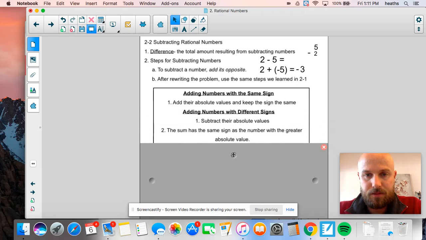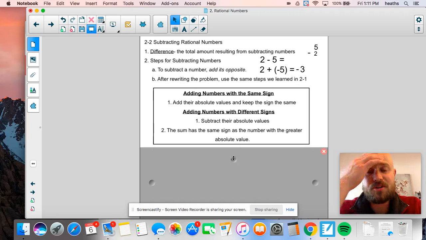The last little bit here, adding numbers with different signs, just like I gave you an example up in the top right corner there. If the numbers have different signs, like this one, this is positive and this is negative, you're then going to subtract their absolute values like I did up here, 5 minus 2. And the answer has the same sign as the number with the greatest absolute value. So 5 minus 2 was 3. And because 5 was larger, or has a bigger absolute value, and it's negative, the answer was negative 3.